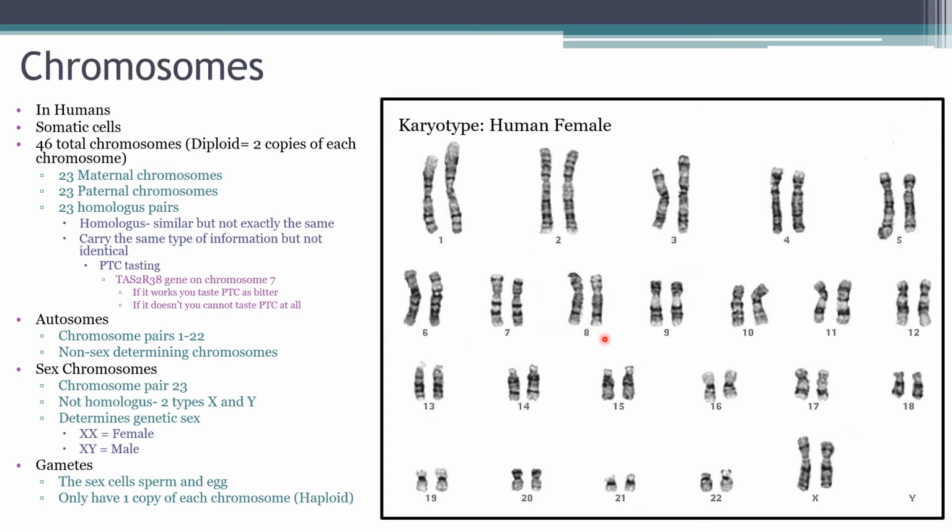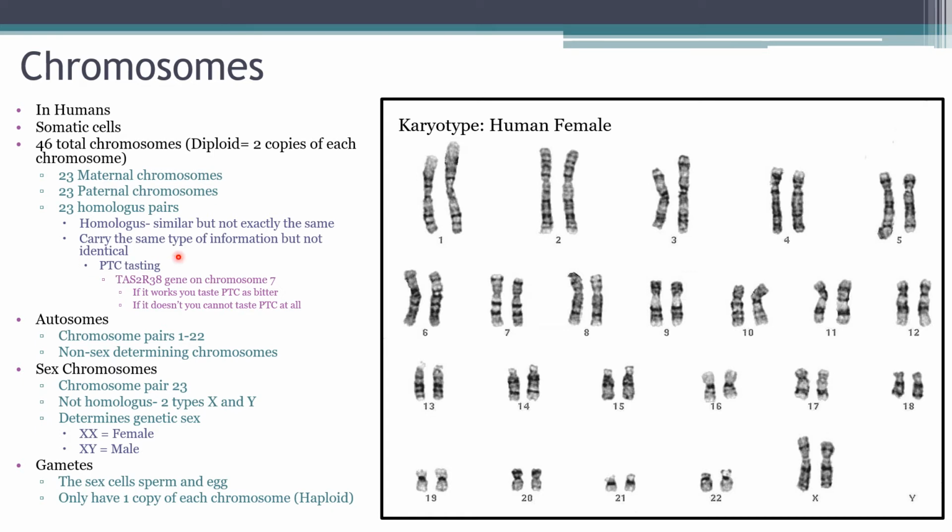Now, chromosome pairs 1 to 22 are what are called autosomes, and they're just chromosomes that determine basically everything except genetic sex. Sex chromosomes are just the last pair, the 23rd pair of chromosomes. Now, most of these chromosomes, with the exception of those sex chromosomes, particularly in males, are what are called homologous. Homologous means similar but not exactly the same.